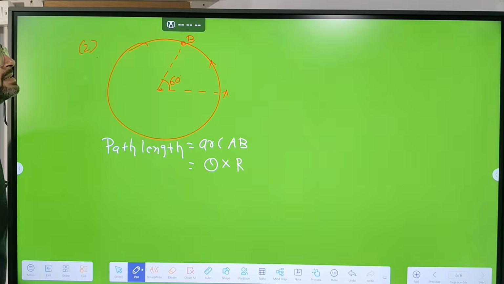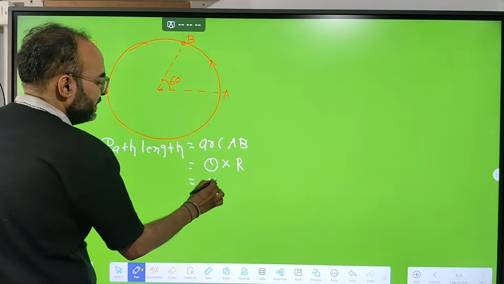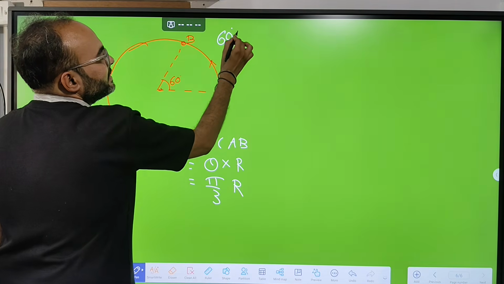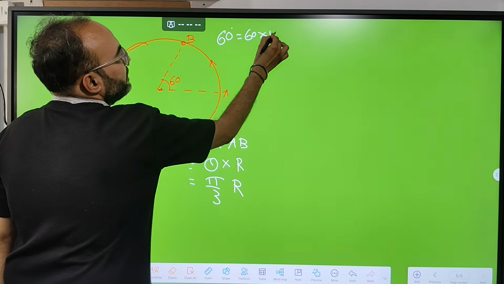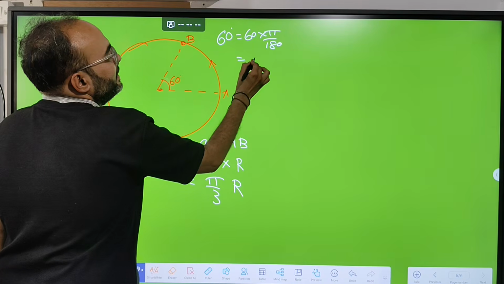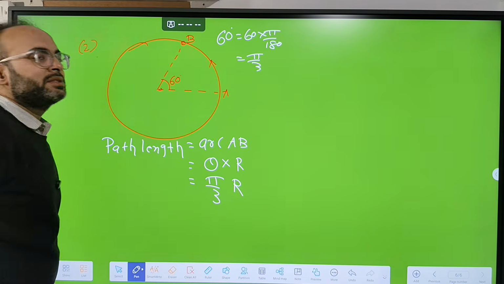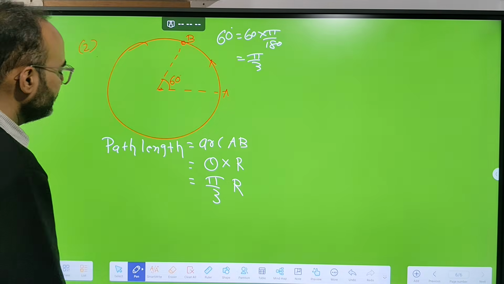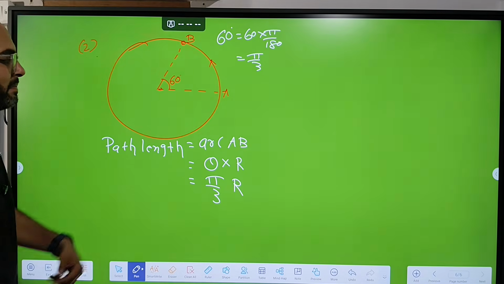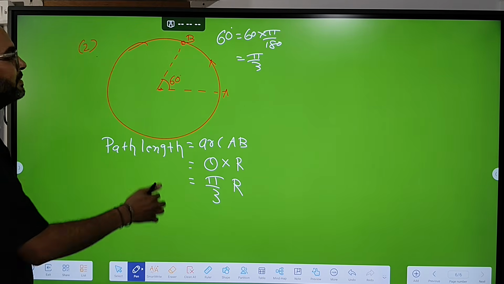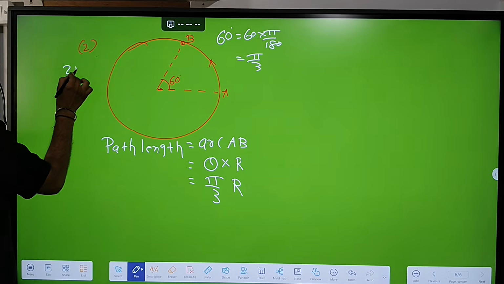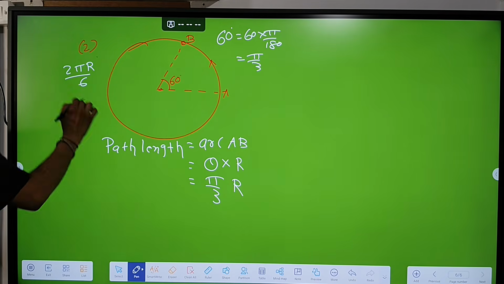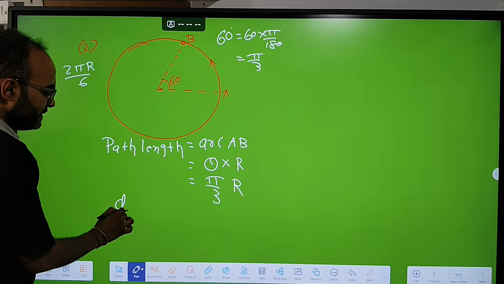Clear? And what is the angle? 60 degree, which means pi by 3. How to convert degree to radian? 60 degree multiply by pi by 180. So what is the path length? Pi by 3 r. And what is the alternate method? What is the total circumference? 2 pi r, and it is a sixth part of the circle. So divide by 6.